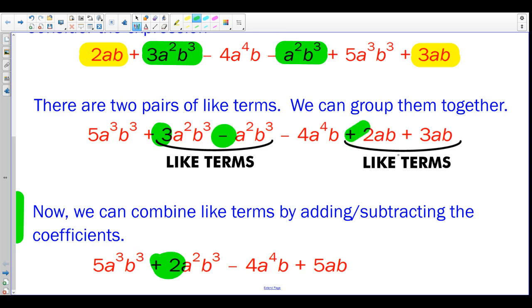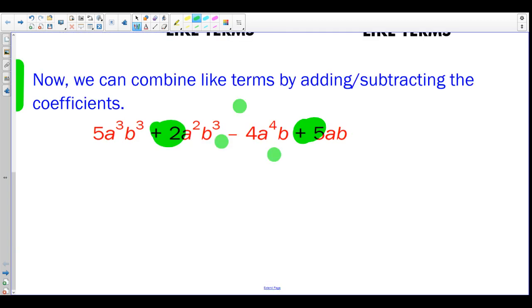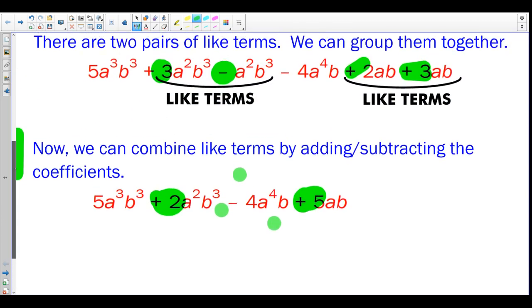Likewise, we have positive 2 plus 3. Positive 2 plus 3, what does that give us? It gives us positive 5, and that's all there is to it. Your other two terms, nothing happens to them because they didn't get combined to make another like term, so they just stay the way they are.